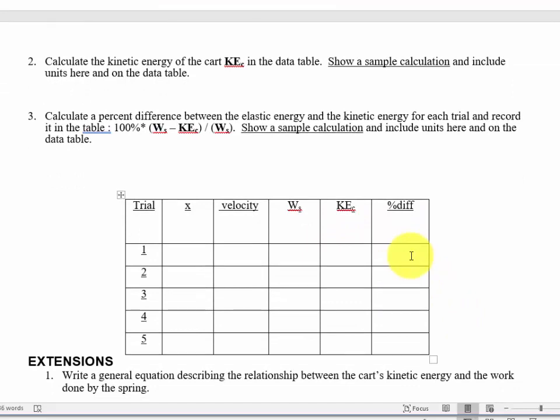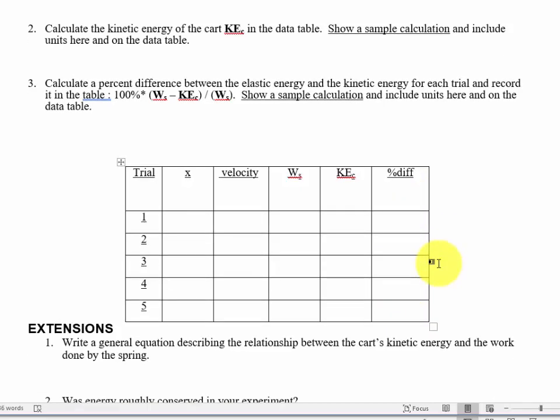Just for the record, the percent differences are going to be probably in the 40% range for this lab. If you think about it, the kinetic energies are going to be relatively small. The work is going to be relatively small. It's hard to measure small things. So the percent error is going to be quite large. Don't worry, I'm not going to ding you for it as long as all of your calculations are correct. That's just a heads up.